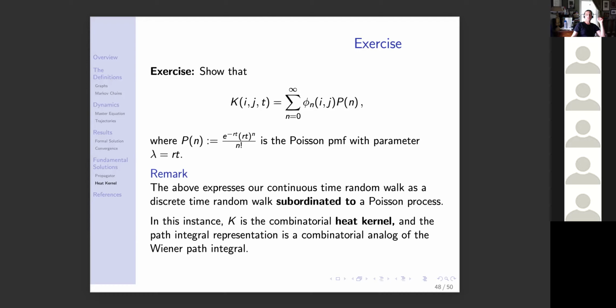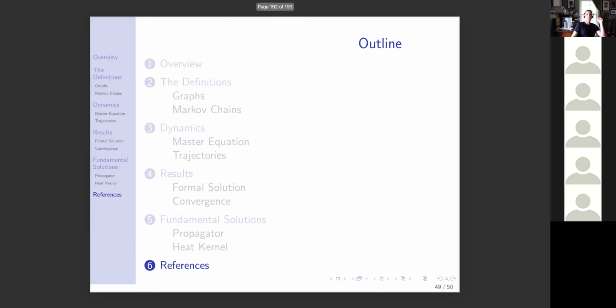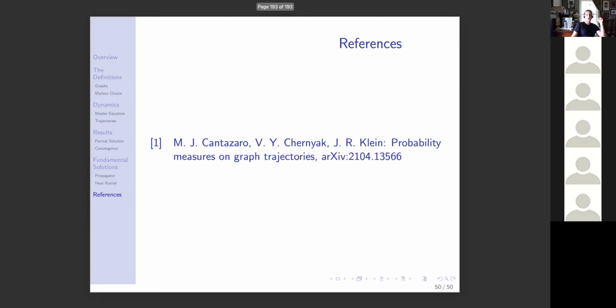So I think that's it for today. I would just like to reference the paper we put up on the archive, which has in detail everything I've shown you today. The only thing that's different is I've added more pictures to it and shortened some of the exposition. So are there any questions?